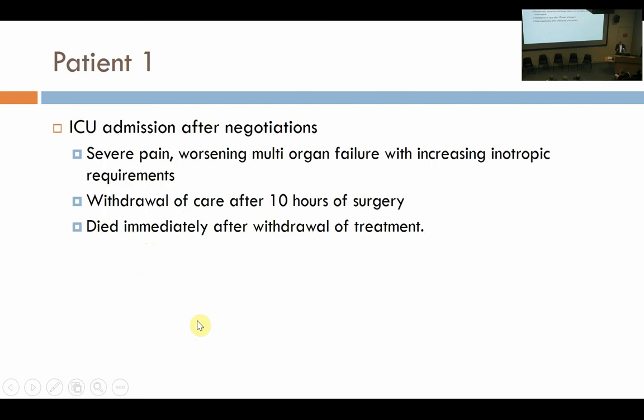And really the resuscitation plan was unknown. So after a lot of negotiation, we said we'll try a short term, given that he's had the operation and this is potentially reversible. He was admitted to intensive care, but he progressively got multi-organ failure, and then we withdrew treatment and he died straight after.